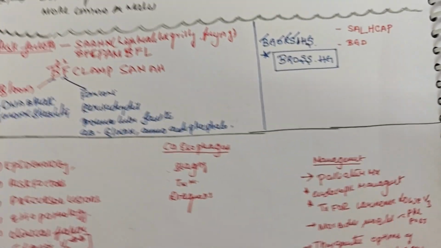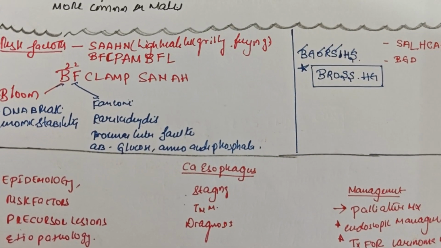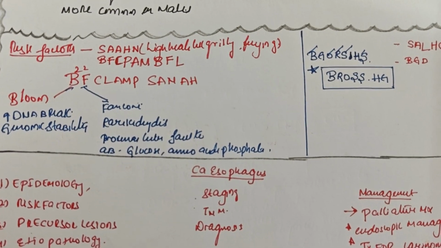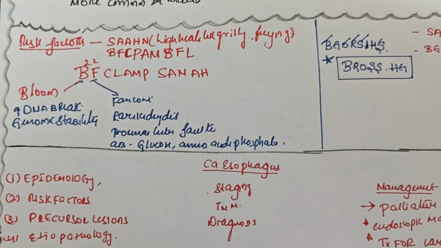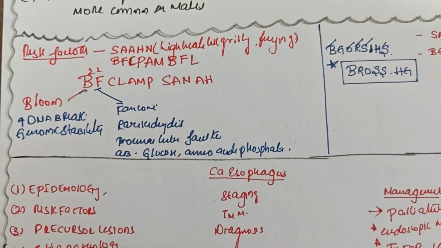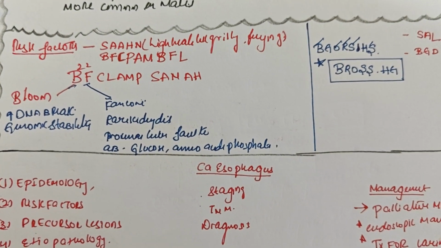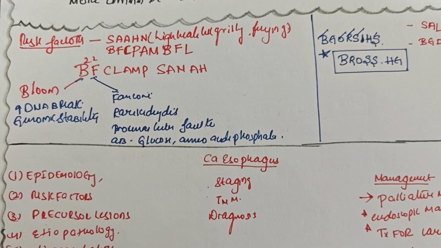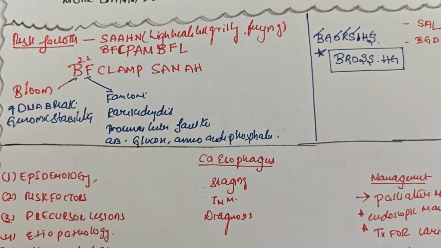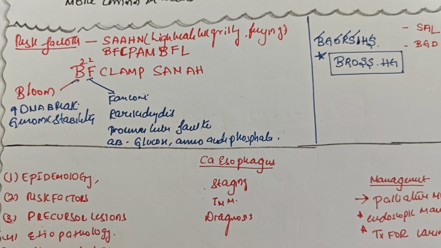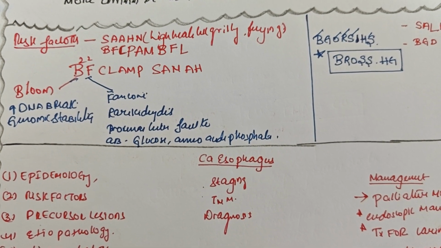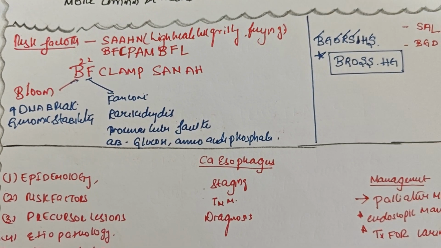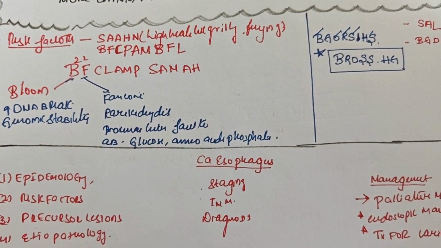Okay, so my friend, CLAMPSANA. What is B here? B is Bloom syndrome. What happens in Bloom syndrome? There's an increased DNA break, that is genomic instability. Now one more, what is the other B here? B is betel nut. One is Bloom, next is betel nut.